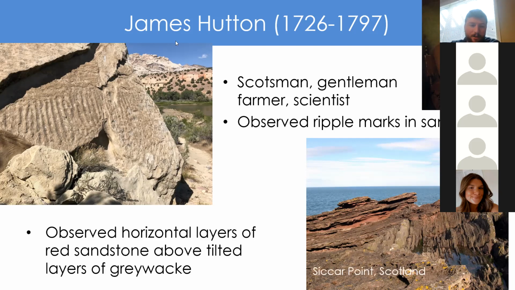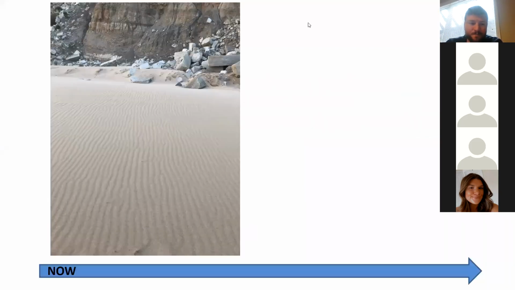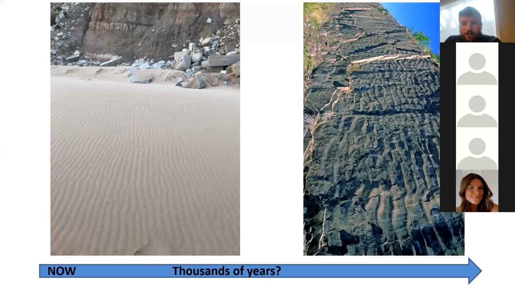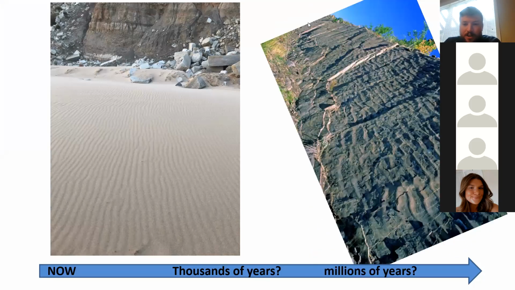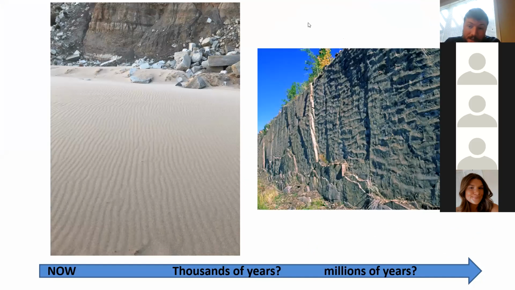He also looked at different ripple marks in different sandstones. He observed ripple marks caused by wind on the beaches of Scotland, and then he correlated those to ripple marks that he saw in rock formations. So he thought, maybe there's something to this. Maybe these things happen at very slow rates, and maybe it's always happening. So if we orient these this way, then we get pretty much the same thing.